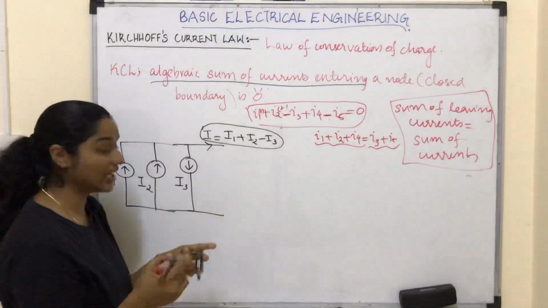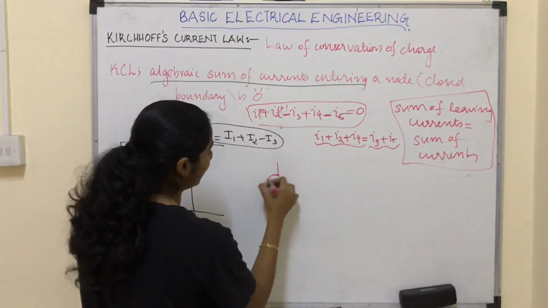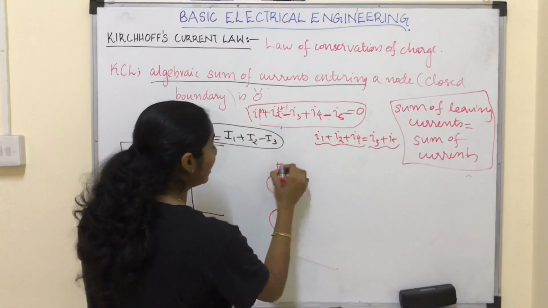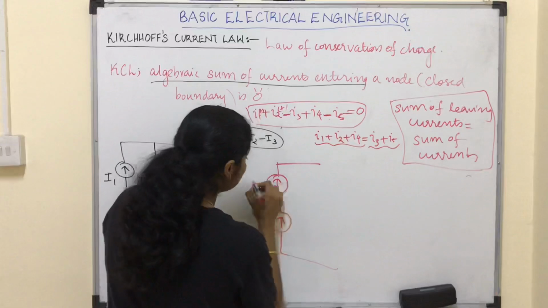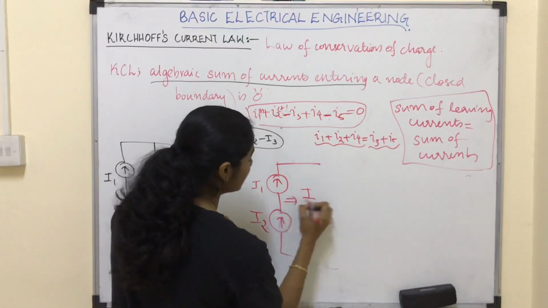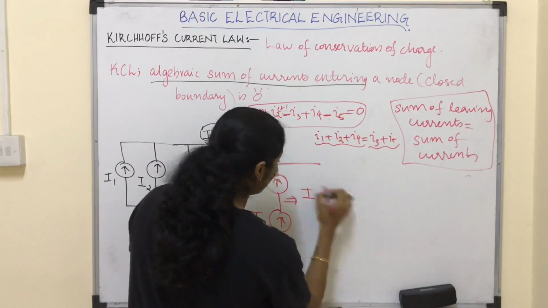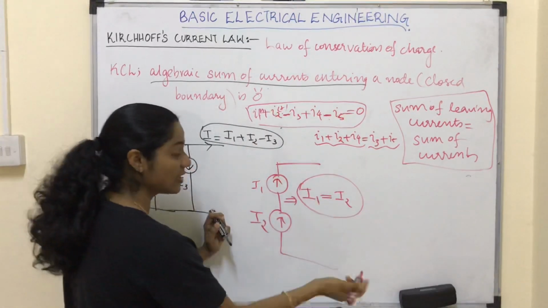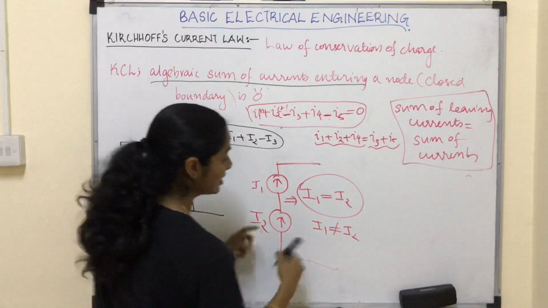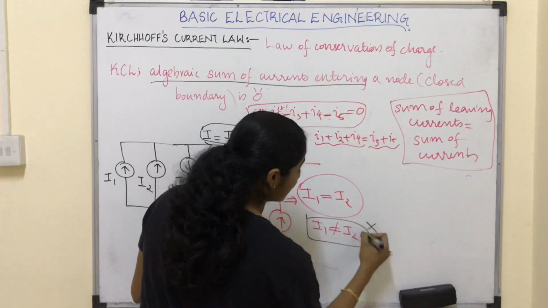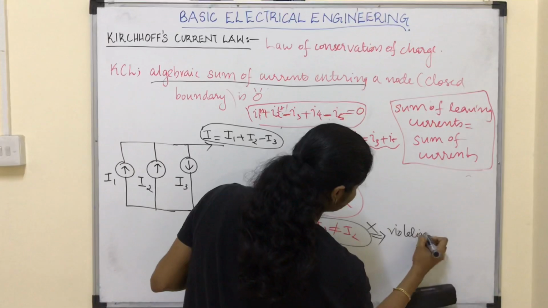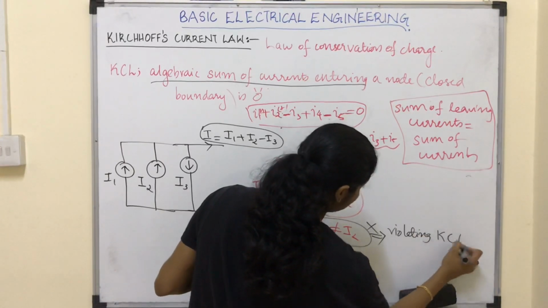And one more thing is that we can't connect 2 current sources in series unless and until I1 is equal to I2. If I1 is not equal to I2, this is wrong analysis, and this means violation of KVL, sorry, violation of KCL.